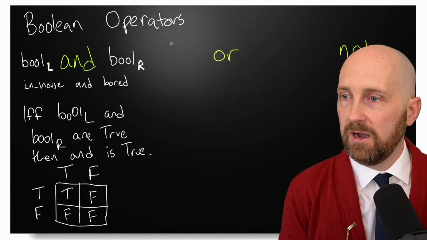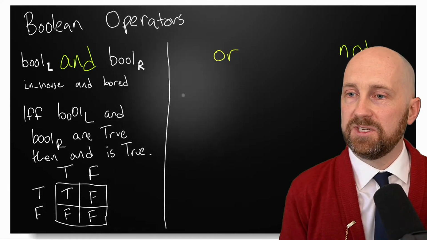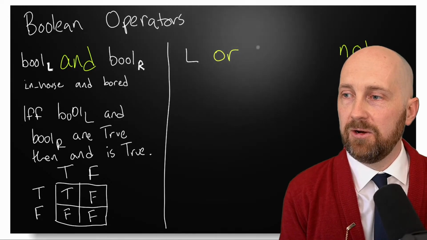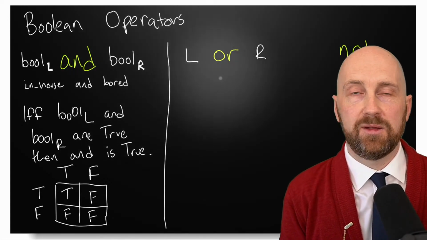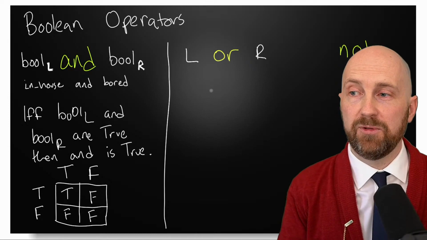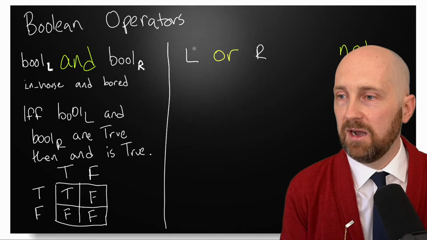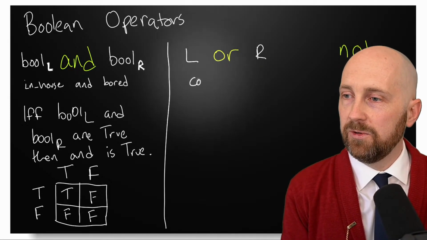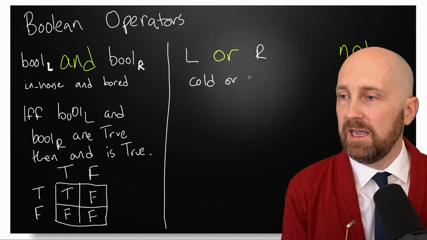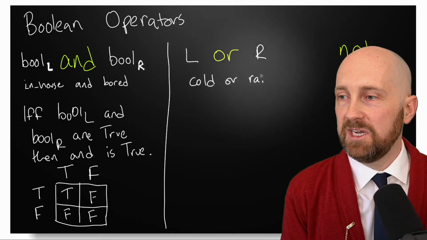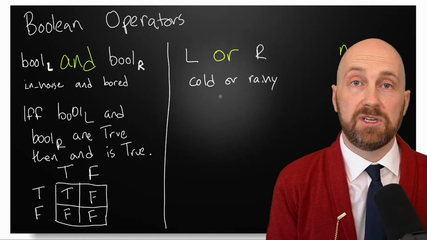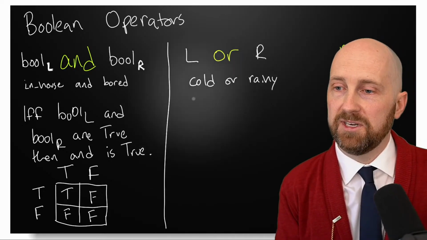Okay. The OR is similar, but I'm just going to use L and R here instead of writing bool L and bool R. In the same way, both of these have to be Boolean expressions. You could imagine something like cold or rainy. And if it's cold or rainy, maybe you would want to take a jacket. But if neither of those conditions are true, then you wouldn't want to take a jacket.